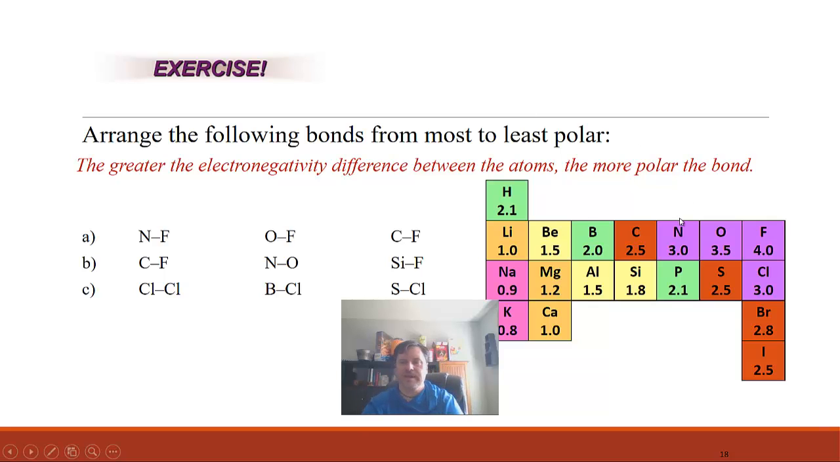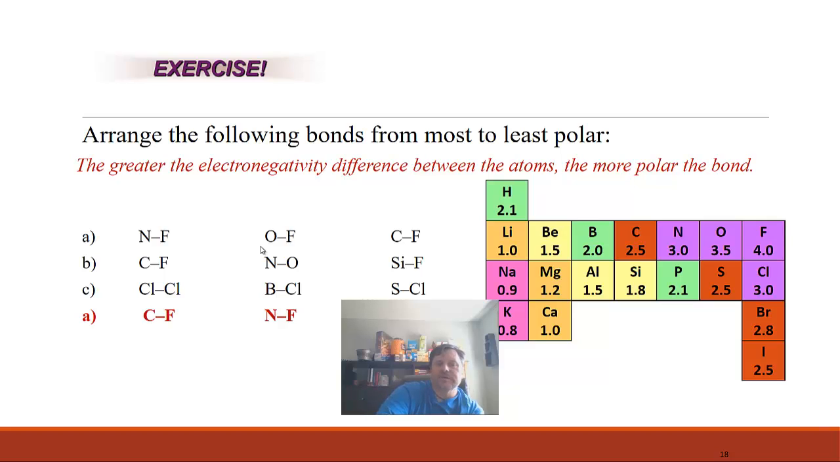So if we look at NF here, we got 3.0 and 4.0, so we got 1 there. Oxygen, fluorine, 3.5 to 4, so 0.5. And carbon gives us a difference of 1.5. So carbon fluorine is going to be our most polar, whereas oxygen fluorine is going to be our least. Try B and C. Pause it and try those real quick.